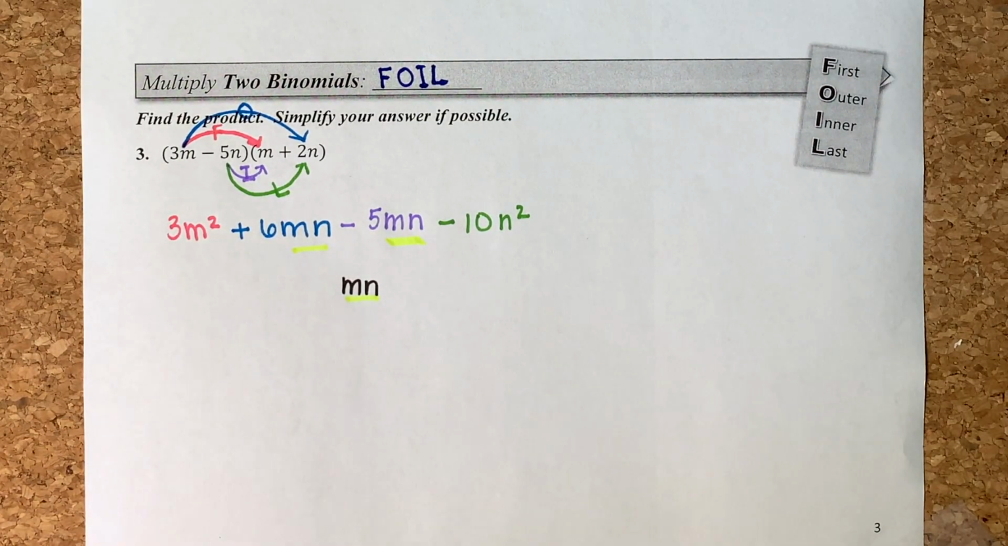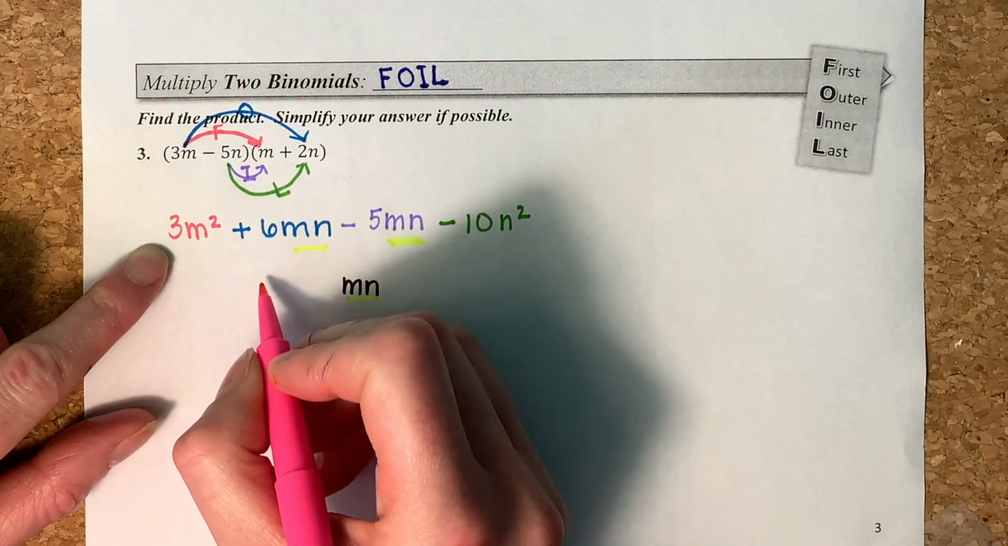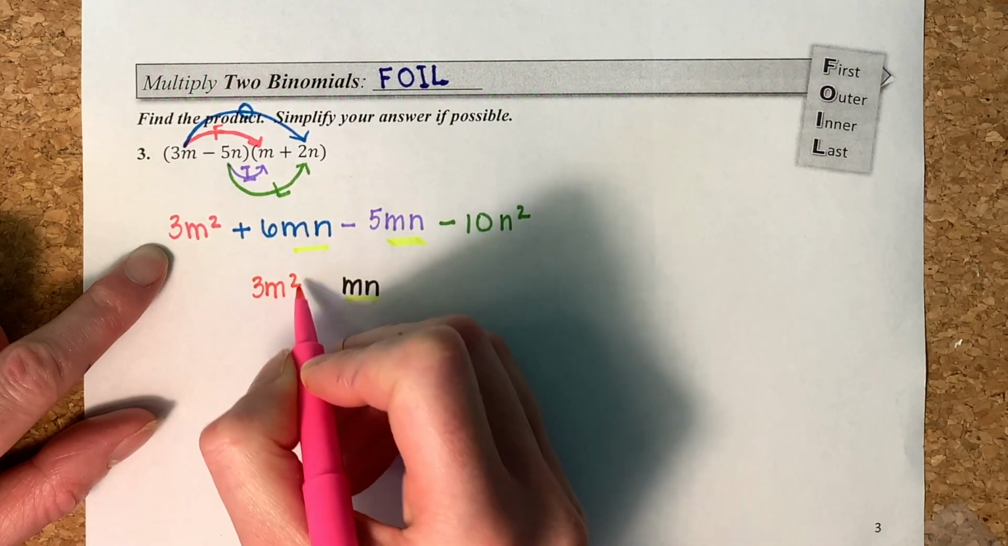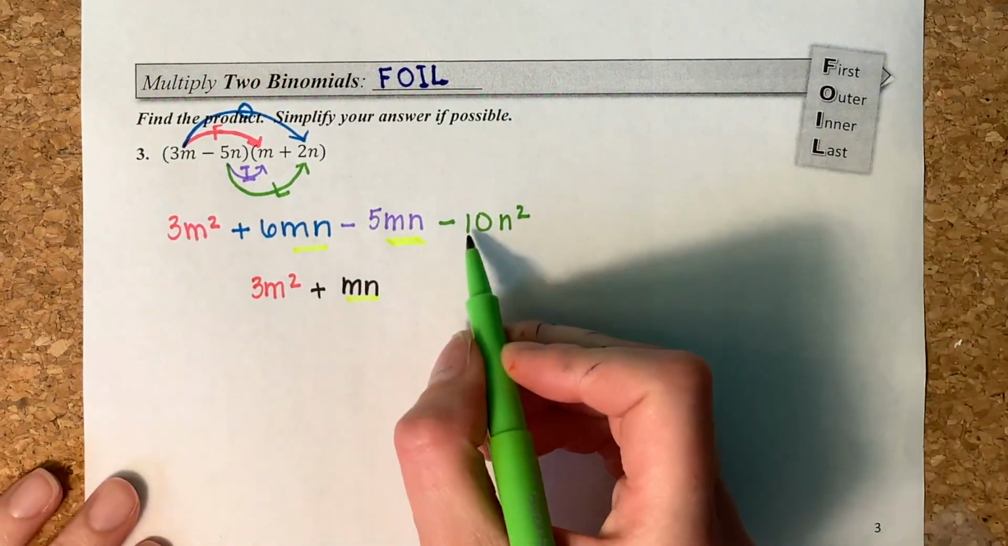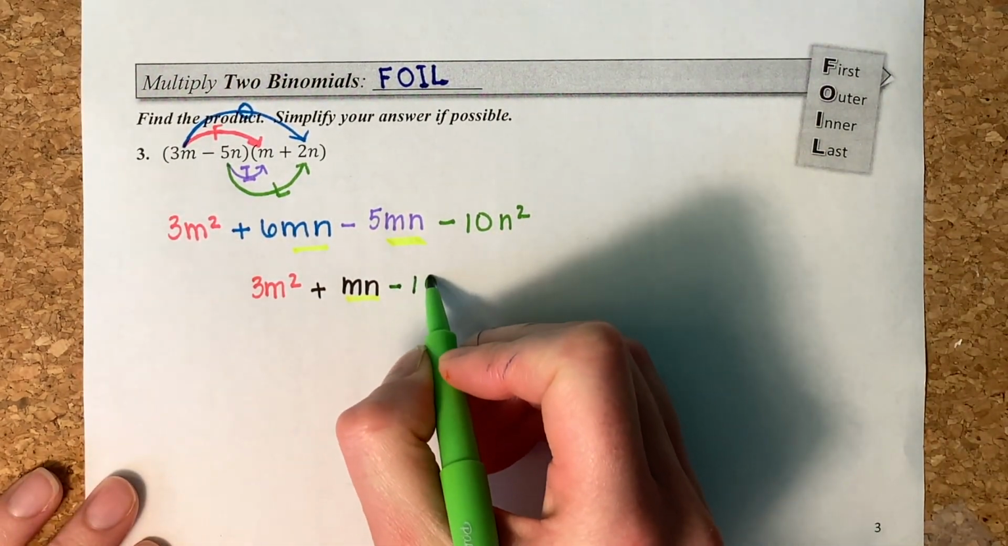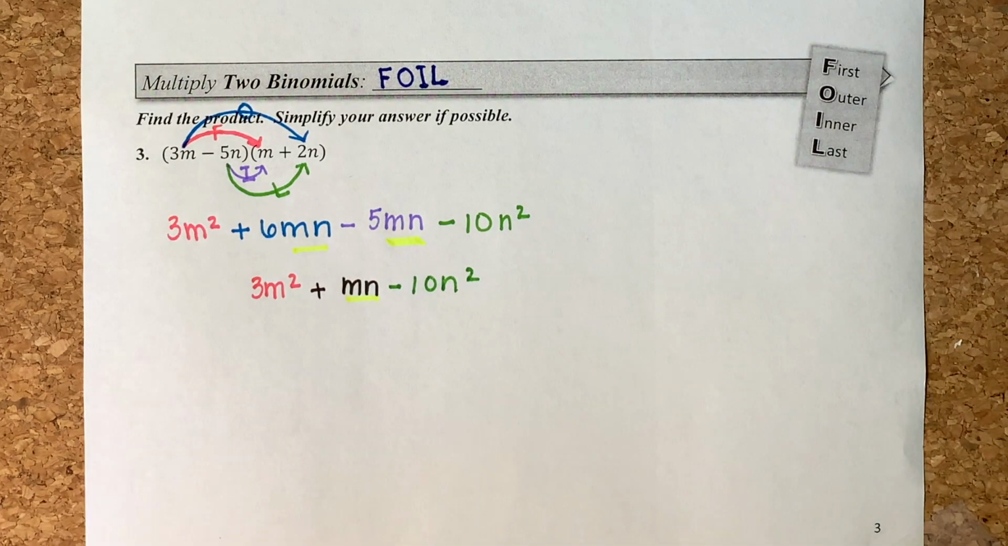Now I'm just going to bring down the other terms. 3m squared. And since 6 minus 5 gave us positive 1, I'm going to write plus, and then we'll bring down the negative 10n squared. And this is our final answer.